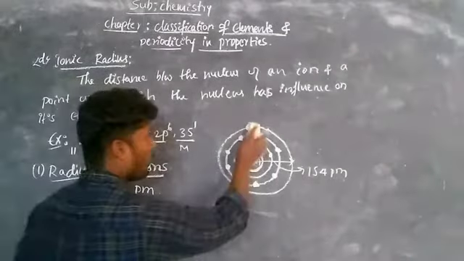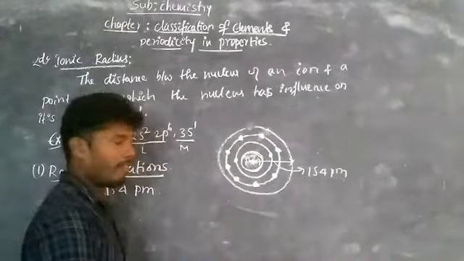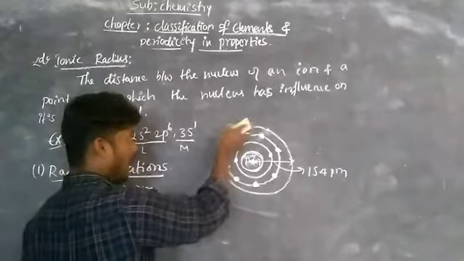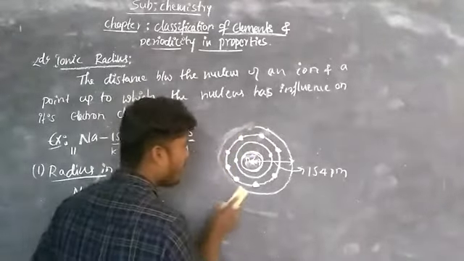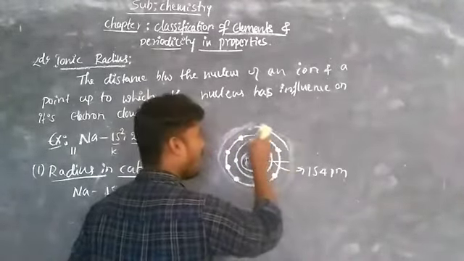See, now I am removing this electron. When I remove this electron, the outermost shell also disappears because there are no electrons.